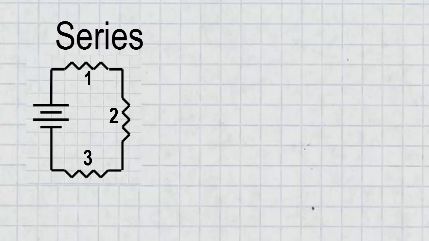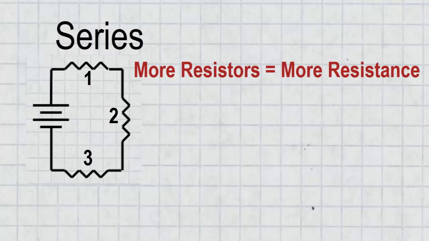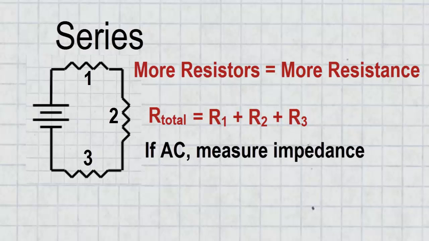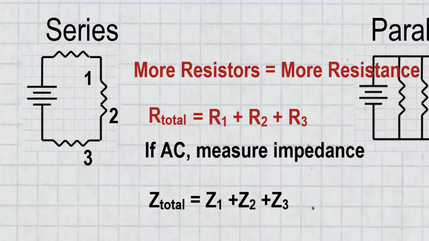As you add resistors to a series circuit, you force the current to flow through more obstacles. This causes the overall resistance of the circuit to increase. If you need to find the overall resistance of a series circuit, all you have to do is add up the resistances of each resistor. If your circuit has alternating current flowing through it, you should measure impedance instead of resistance. Luckily, the math for impedance works exactly the same as for resistance.